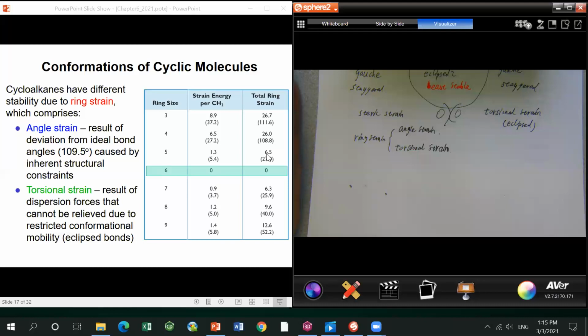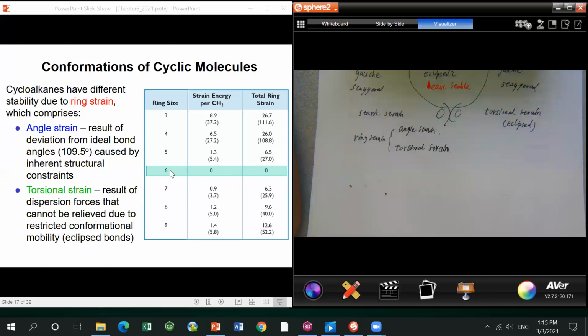When we talk about the staggered conformation, it is always more stable than the eclipsed, but the most stable one is the anti. Anti is more stable. And then when we come to the 6-membered cyclohexane, there is no strain at all, totally 0. So that's a pretty interesting case.